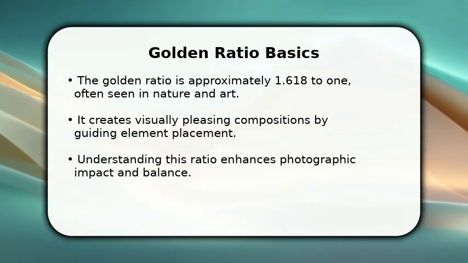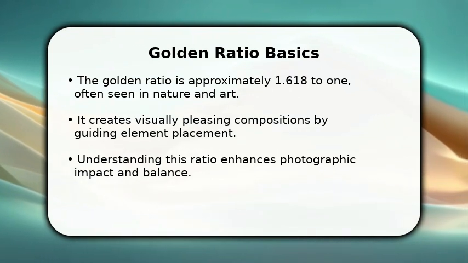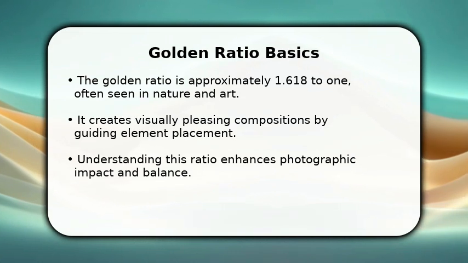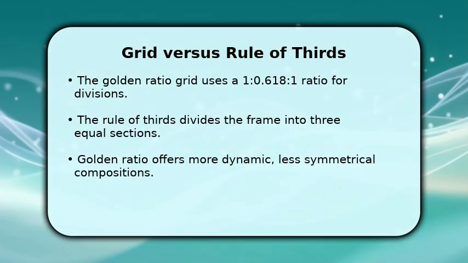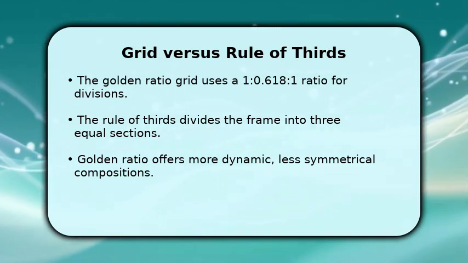It helps create visually appealing compositions by guiding where you place your subjects. Mastering this ratio can significantly enhance the impact and balance of your photographs, making them more engaging for viewers. While similar to the rule of thirds, the golden ratio grid offers a slightly different approach.